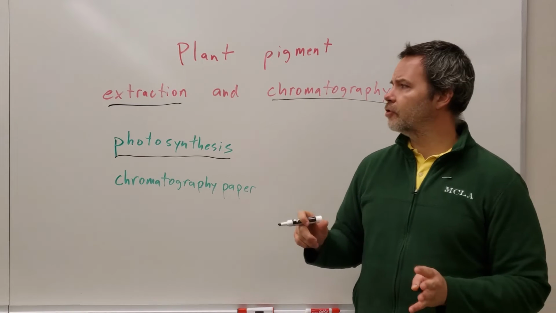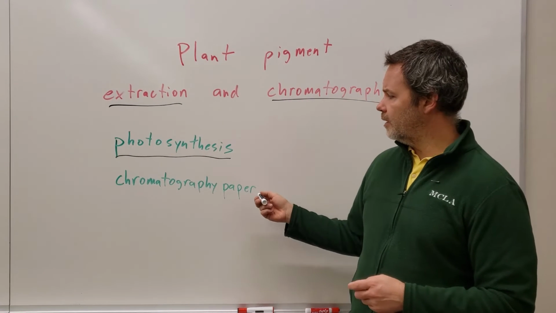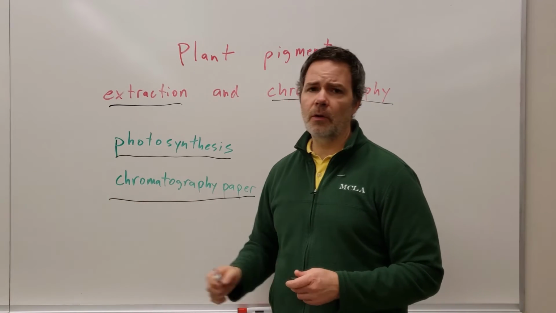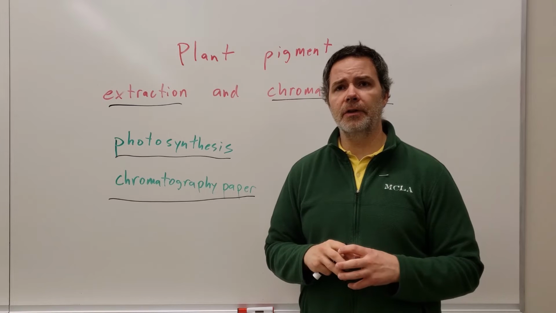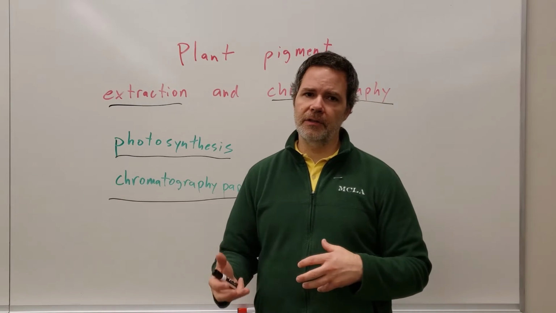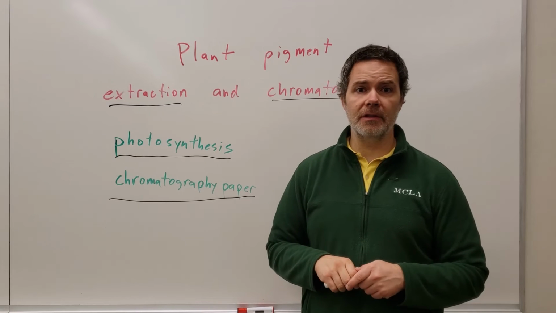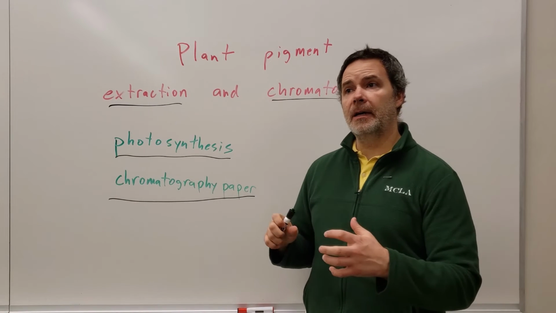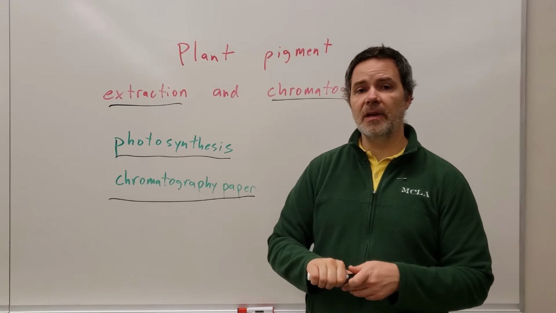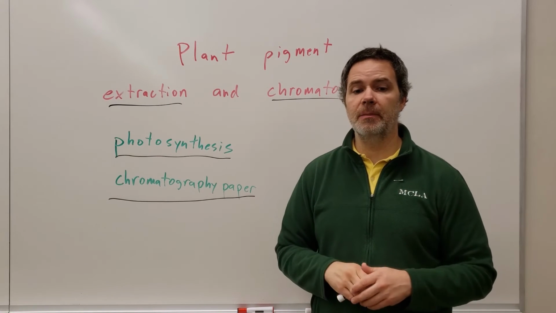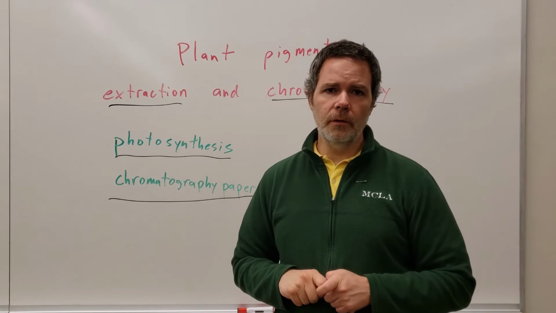Okay, so after we extract the plant pigments from the leaves, what we're going to do is then put those pigments onto chromatography paper. So the different pigments have different characteristics. They're different in size and shape and polarity, and we can take advantage of those differences by running a solvent through them on chromatography paper, and that will separate out those pigments, and we can see which pigments are present. So that's the gist of the overview of the lab activity.